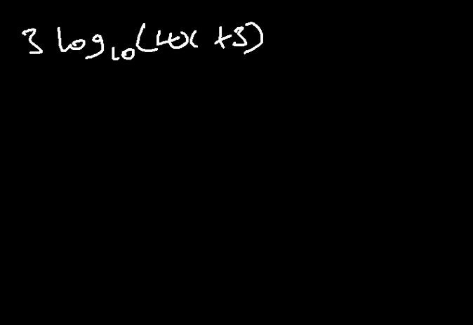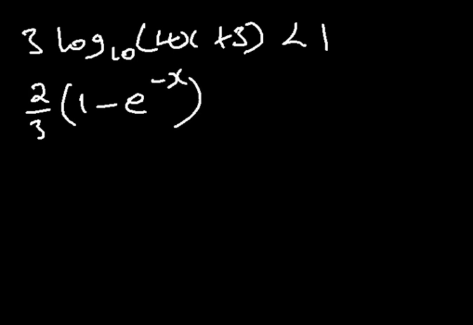Let's say we have 3 log of 10, and that should be 4x plus 3 less than 1. And also try to go through for this as well, where we have, let's say, 2 over 3 and 1 minus e to the power negative x less than or equal to negative 3.